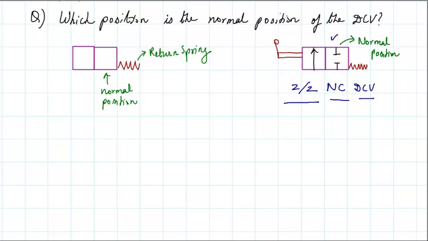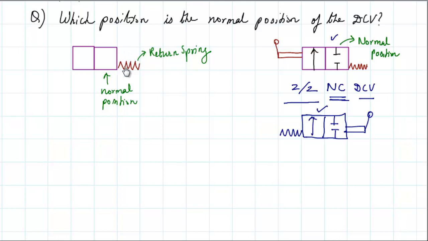Now if the same one I had drawn, but instead of having the spring drawn on this side, I would have drawn the spring on this side and the lever on this side, then this would have been the normal position, in which it is flowing, correct? Okay, so not connected. NC stands for normally closed.